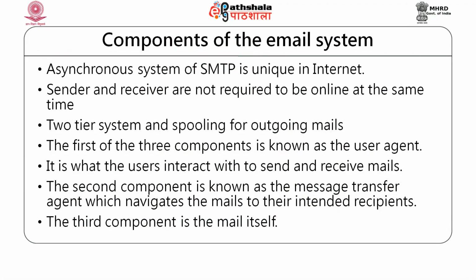So, this is a two tier system, and we have seen that there is a spooling area for outgoing mail as well. A mail system actually consists of three different components. The first component is called the user agent, something which accepts mail from the sender and sends it across, or at the other end accepts the mail, shows it to the user and shows many other options as well. That is the first component.